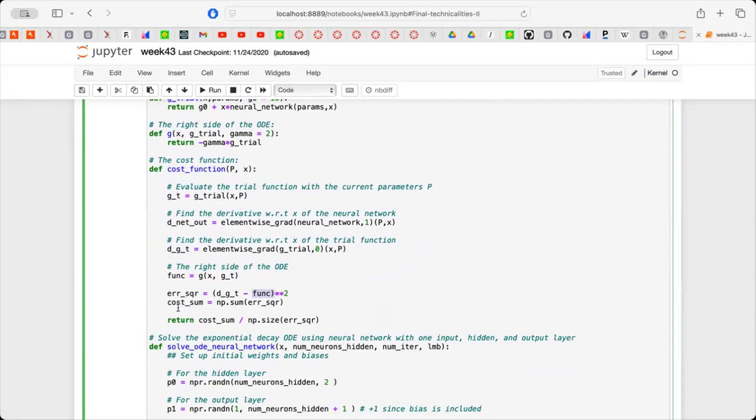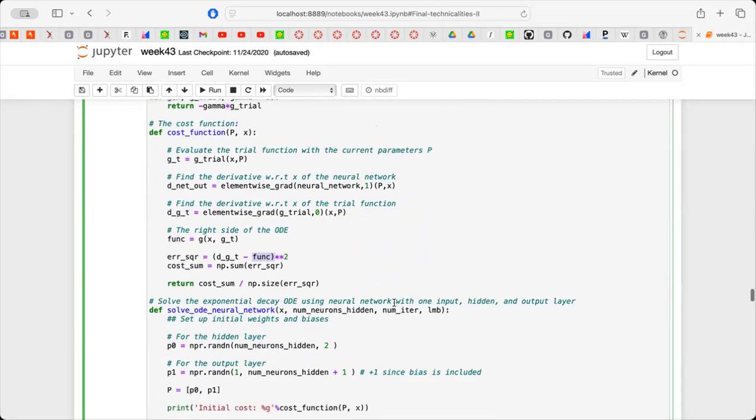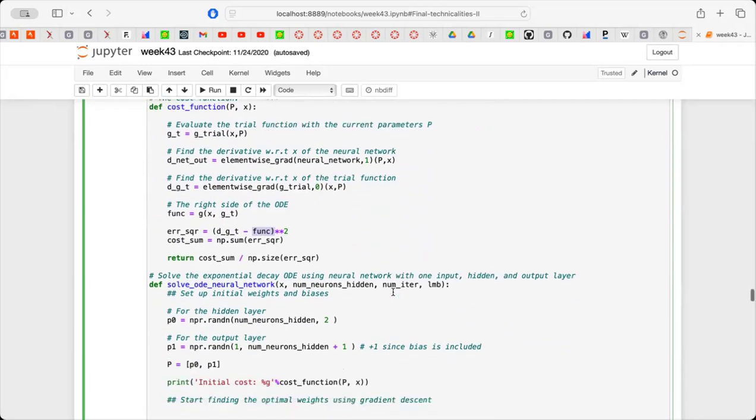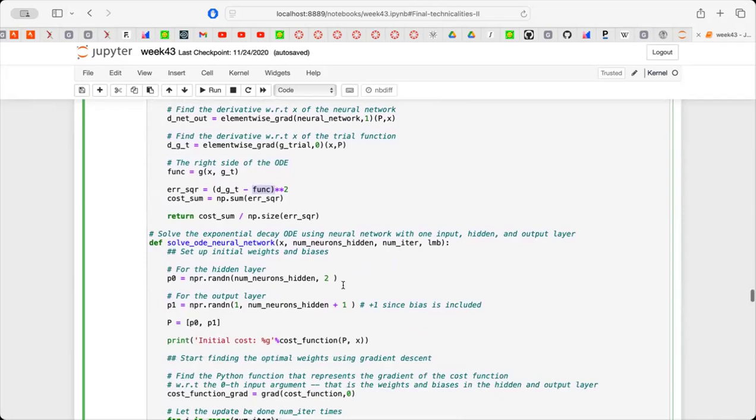And this is my cost function. And that is something which I now divide by the number of data points which I have. So this is my cost function, which I return here. And here I'm setting up the neural network.